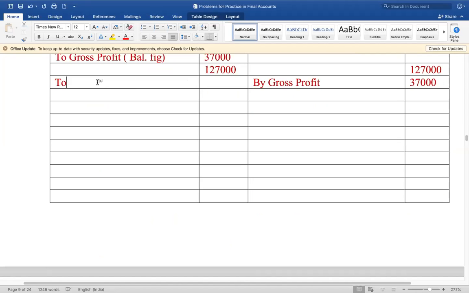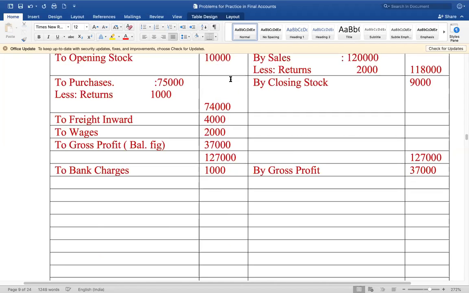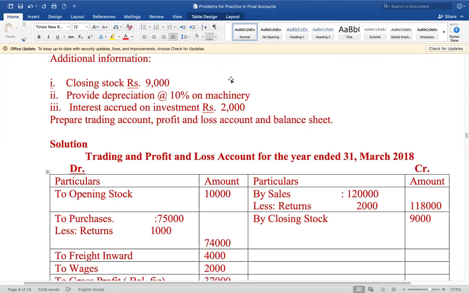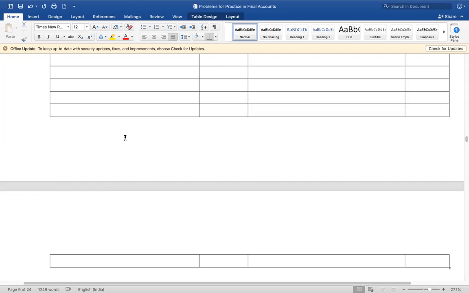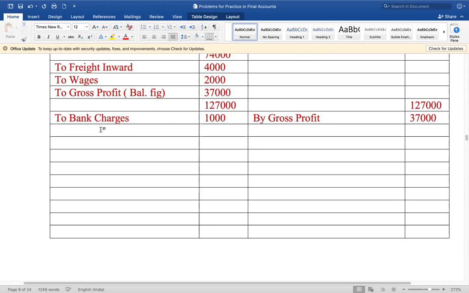To bank charges, 1,000. And to depreciation. To depreciation at 10%.